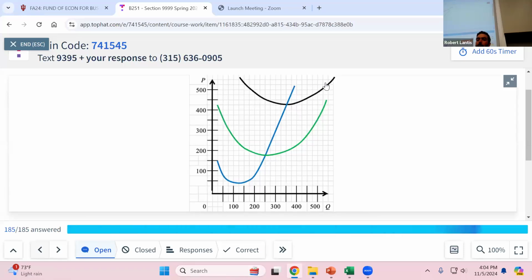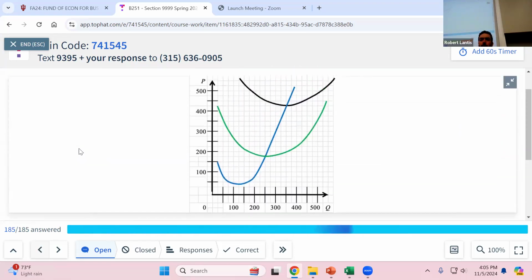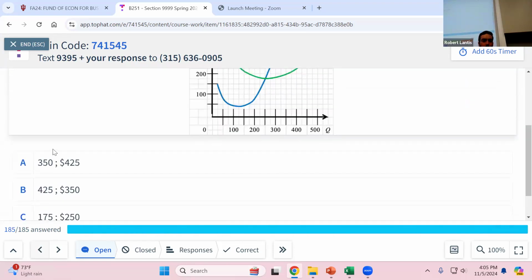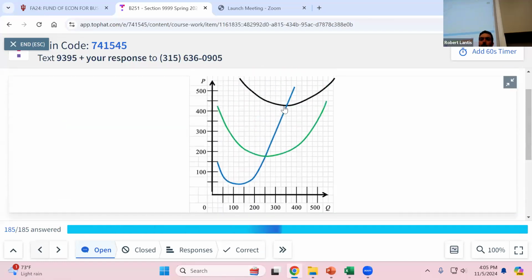Now, how do I know my black curve is average total cost and my green curve isn't? If I'm thinking about average total and average variable costs, average total always has to be greater, right? It includes the average variable plus the average fixed. So that minimum point of my average total cost curve looks like it's going to be right here at 425 and a quantity of 350. 425 was the price, 350 was the quantity, right? So that would be our break-even price of $425 and quantity of 350 units.